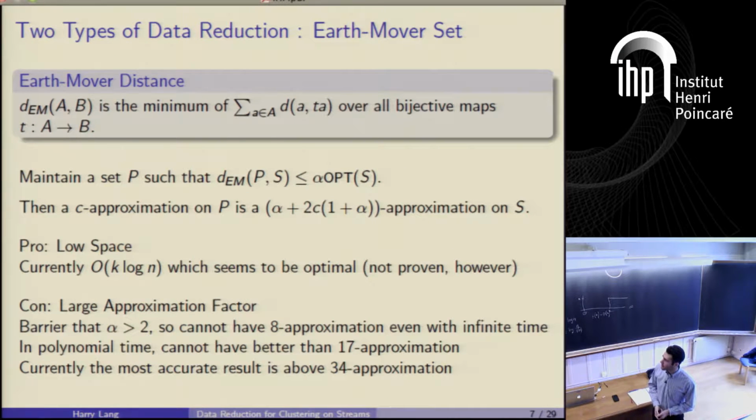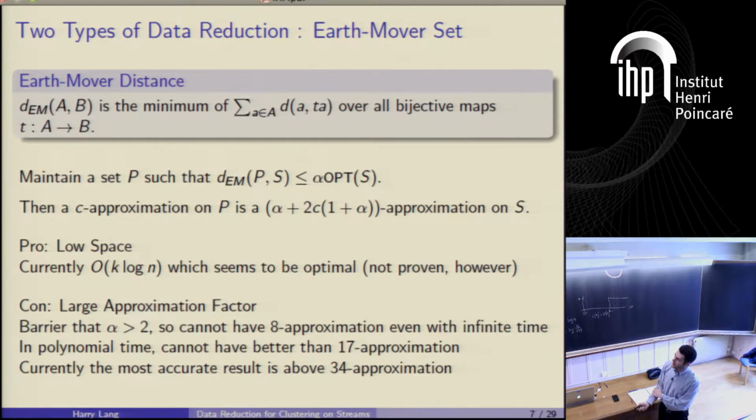For earth mover, if I have two multisets A and B, you can think of them as sets of weighted points. If I have set A and set B with equal weights, how much weight times distance do I need to push A around to turn it into B? More formally, if I take a bijective map from A to B, I sum over all those distances.